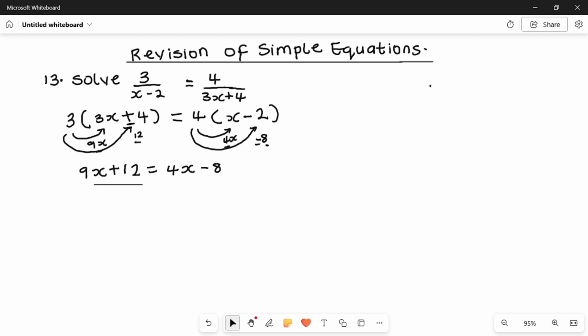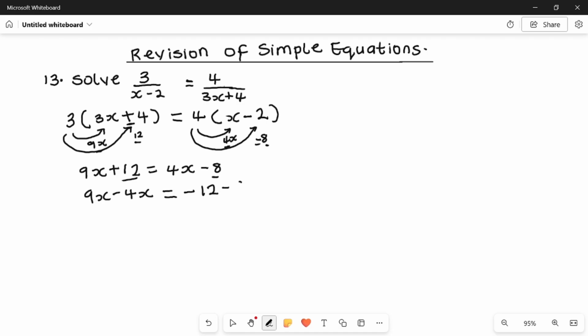So what will you do? You rearrange. You either take plus 12 here and you change to minus 12, or you take 4x here and you change to minus 4x. So let's do that. So we have that 9x. If we bring 4x to the left hand side, it will become negative, minus 4x. And if you take plus 12 to the right hand side, it will become negative. The sign will change. Take note. So this plus 12 will become minus 12. Then minus 8.